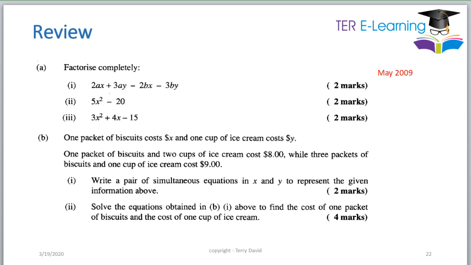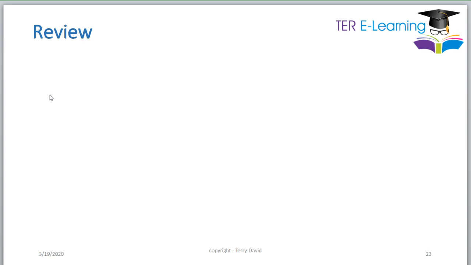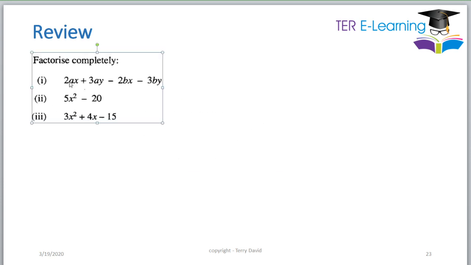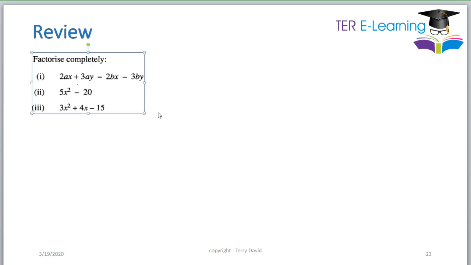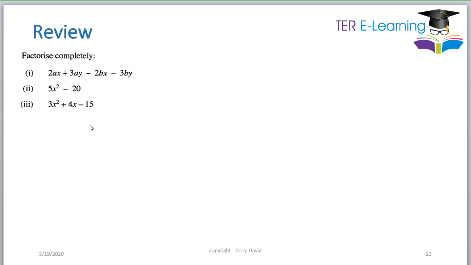So this one is May 2009. Alright, so this is May 2009, and they asked us to factorize 3 different things. So the first one, part 1, right?